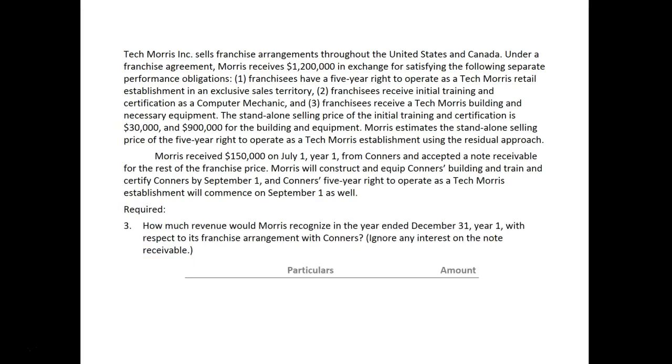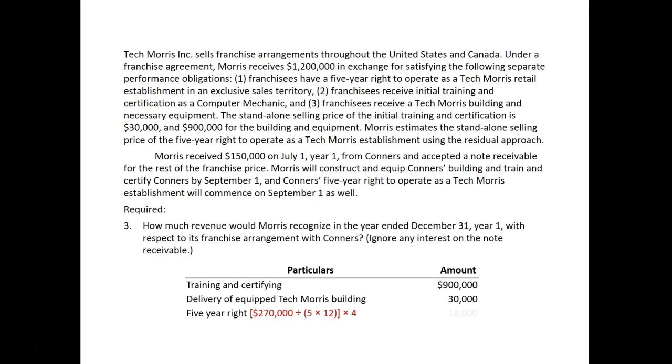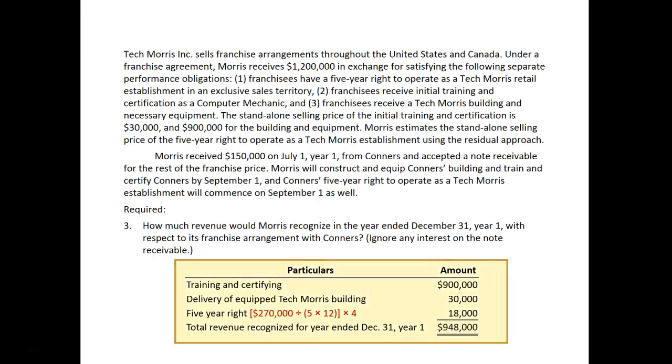$1,200,000. Now, in regards to revenue recognized at the end of the year, what we would show is the training and certification of $900,000, the delivery of equipment of $30,000. I think that's opposite. The training and certifying should be $30,000. Delivery of equipped Tech Morris building should be $900,000.